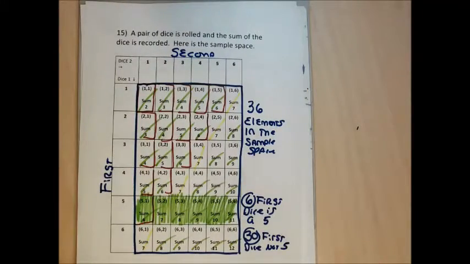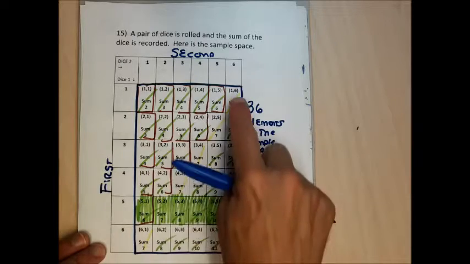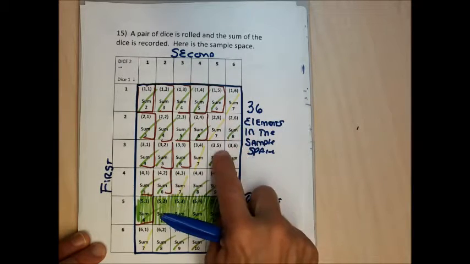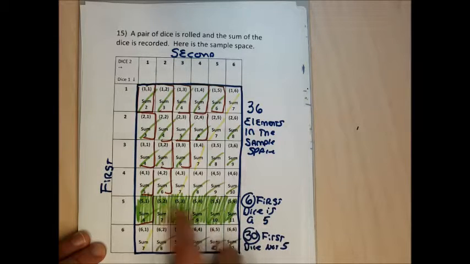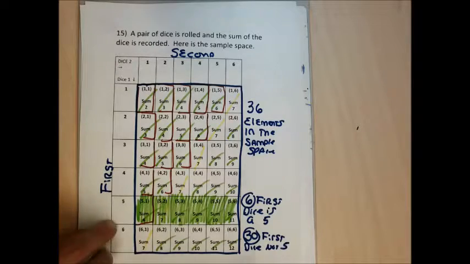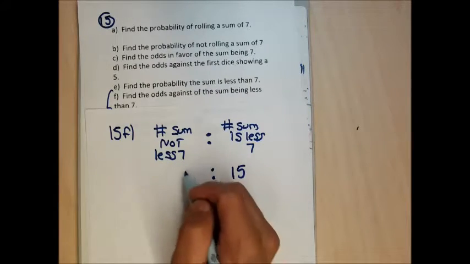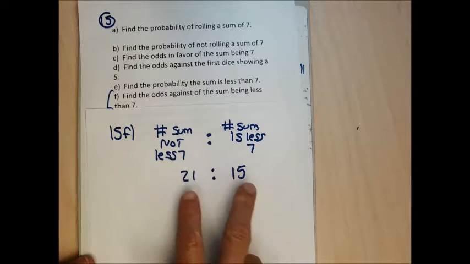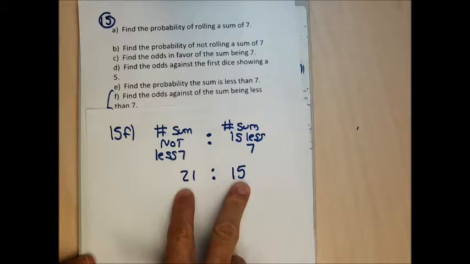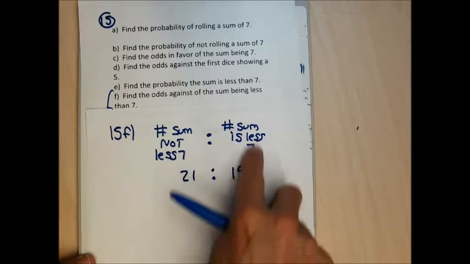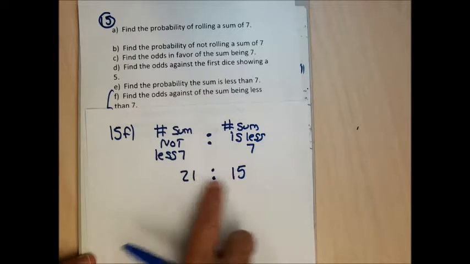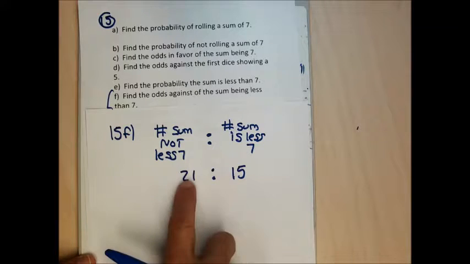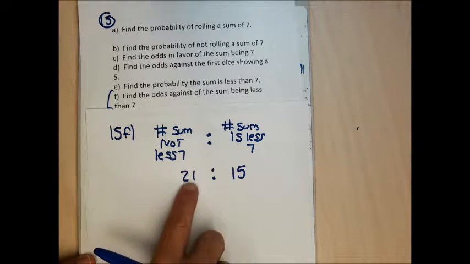And then the first number is going to be the ones that aren't boxed. There's 1, 2, 3, 4, 5, 6, 7, 8, 9, 10, 11, 12, 13, 14, 15, 16, 17, 18, 19, 20, 21. There's 21 in my sample space where the sum is not less than 7. So these two numbers have to add up to the 36 elements in the sample space. I found out that there were 15 that had the sum less than 7 when I did part E. The difference between 36 and 15, or 36 minus 15, is 21. That would be another way to get that number.